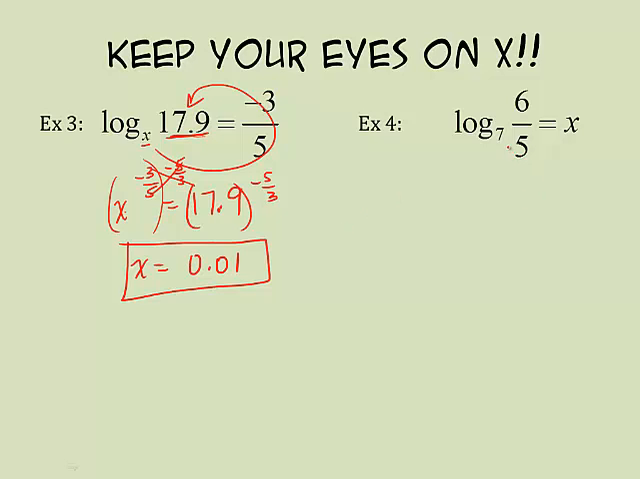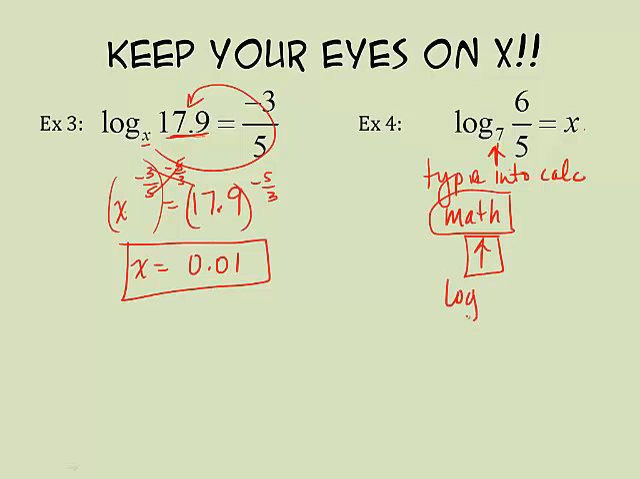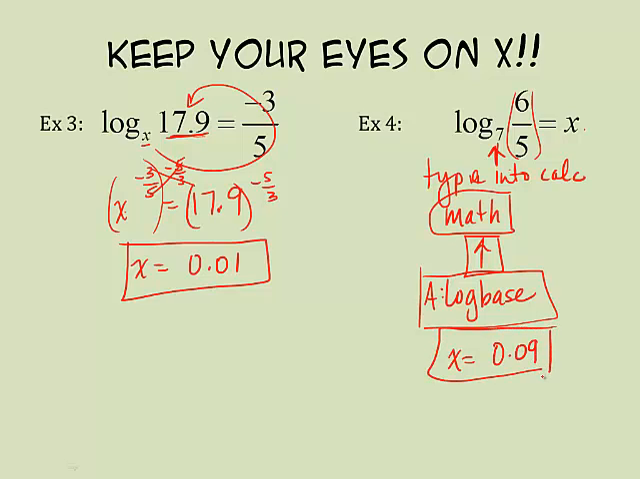Next one. Okay, look, x is over here, so you're just going to use your calculator. But remember, you have a base of 7, so I have to use the math button, up arrow, and use the log base option. This is a log base. And when you do that, you have to enter in the 7 for the base and the 6/5. Make sure you put parentheses around that before you hit enter. When you do, you're going to get 0.09. All right, so I know you don't have calculators on you, but that's the process when you get them.